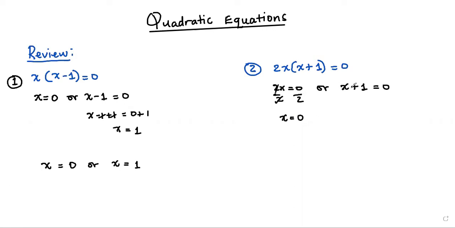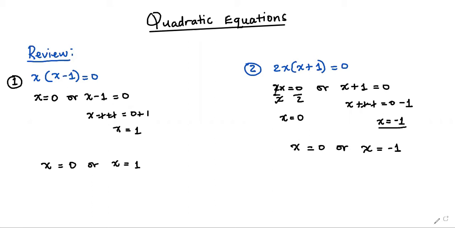Then, if x plus 1 is 0, then we get x plus 1 minus 1 equals 0 minus 1. 1 minus 1 is 0. So x is equal to 0 minus 1, which is negative 1. So the solutions to this quadratic equation will be that x equals 0 or x equals negative 1. Is that okay, everyone? Yes. Okay.